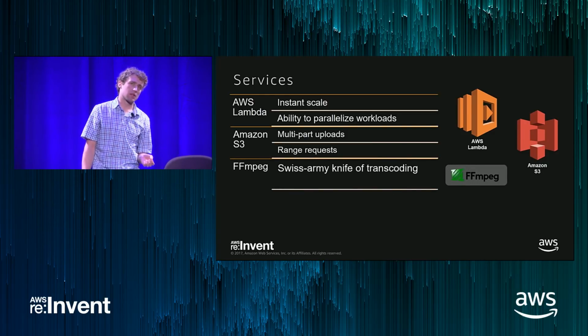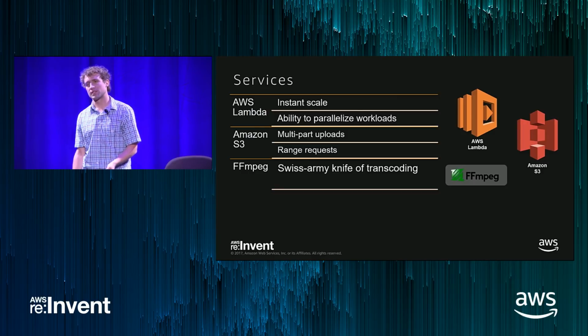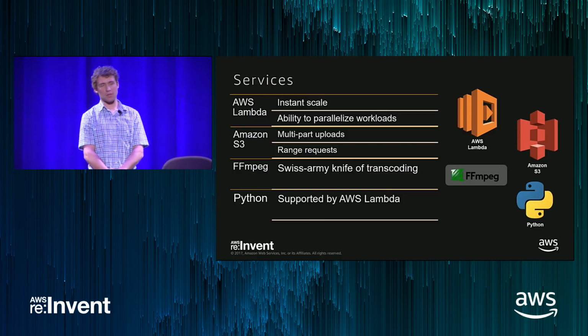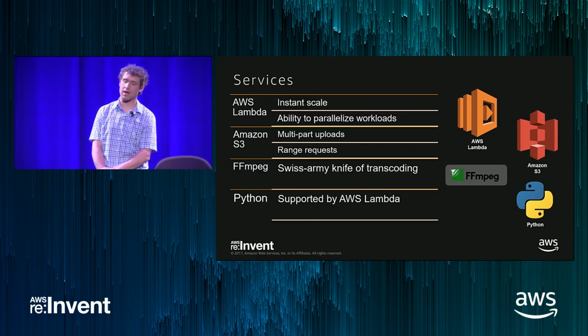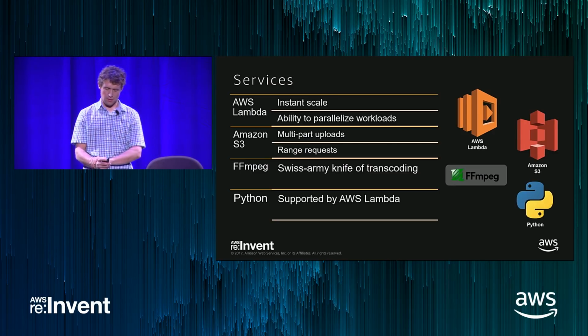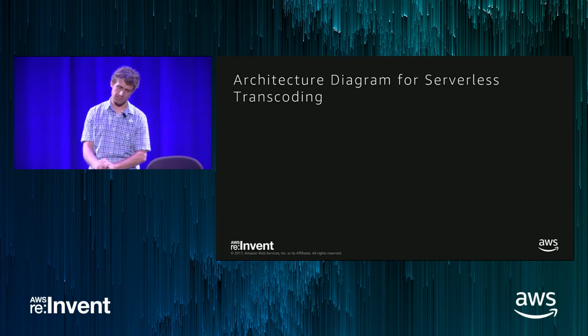To do the actual video processing, we used ffmpeg, mostly for its wide range of features, in particular input and output formats. And for our language of choice, we picked Python. It's natively supported by Lambda, and also the team at Revel has a lot of experience with Python, so we felt comfortable using it to stick together all the C code that does the actual work.